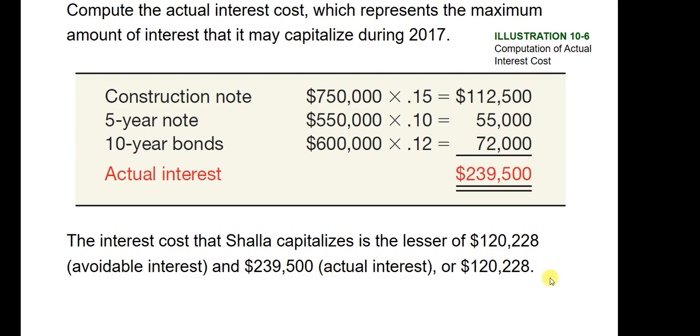So again, most of these problems have you constructing it for a full year. It could be, in circumstances where the times were different, that you would have more actual interest you paid, but in most cases, you're going to find out the avoidable interest is actually less than the actual interest you paid because we have other debt outstanding.